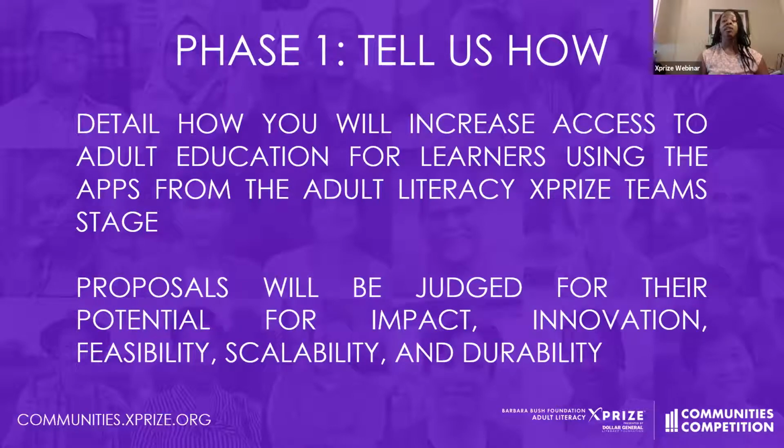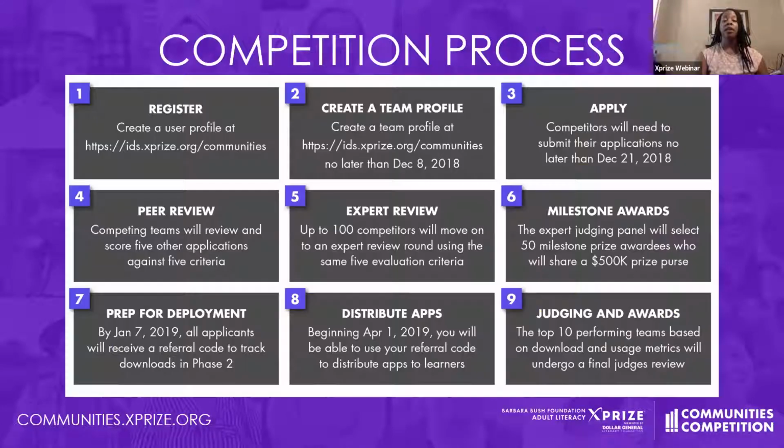So phase 1, in detail, tell us how you will increase access to adult education for learners using the apps from the Adult Literacy XPRIZE team stage. And the proposals will be judged for their potential for impact, innovation, feasibility, durability, and scalability. And so this is the process here, just looking at it step by step.